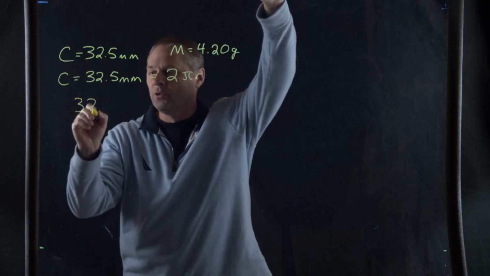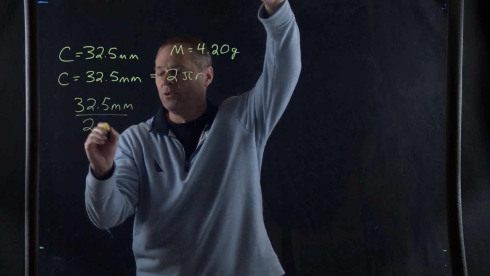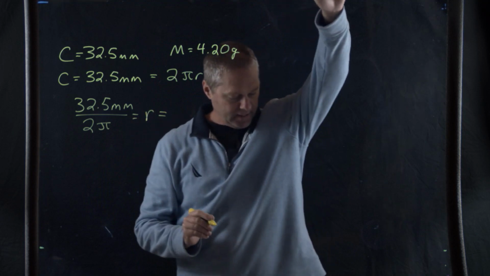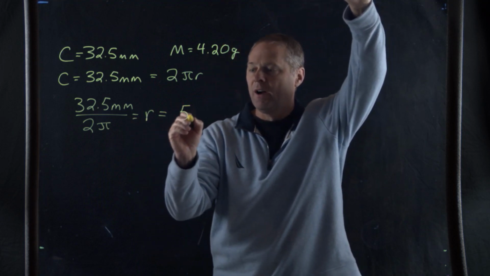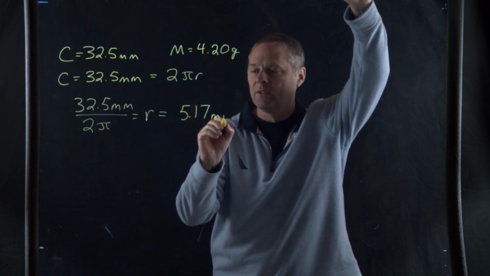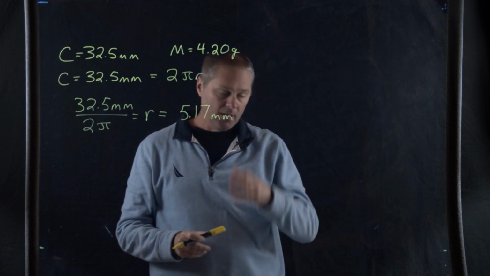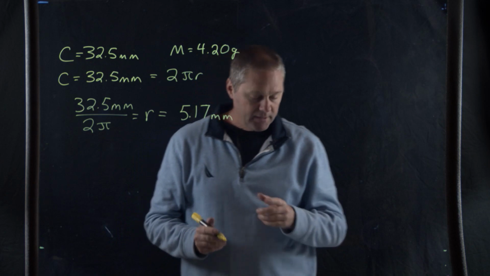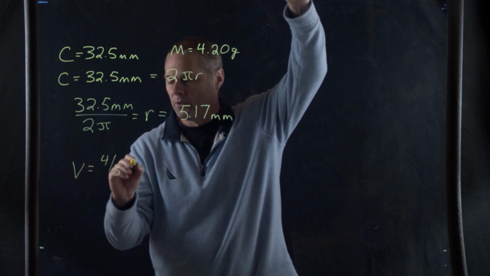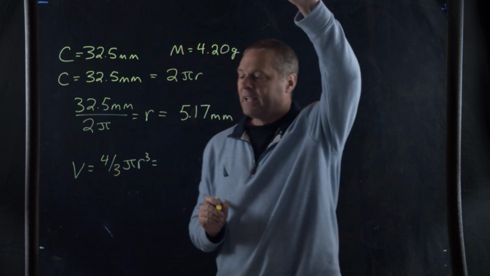So what we can do here now is solve for r. We have 32.5 millimeters, divide that by 2 pi, and that's going to be equal to our r. In this case, it's going to be equal to 5.17 millimeters, which is the radius of the sphere.